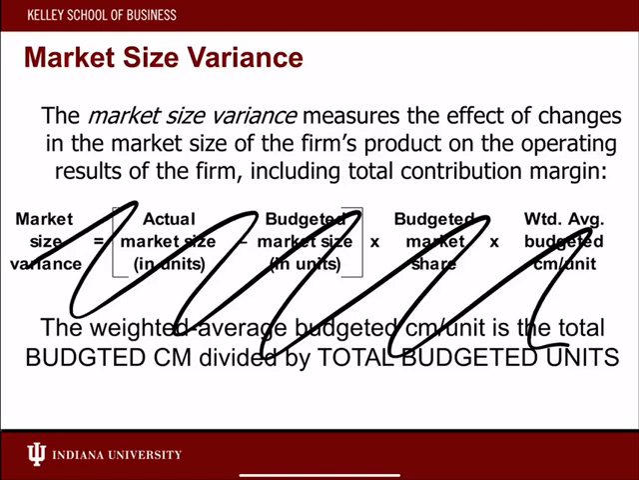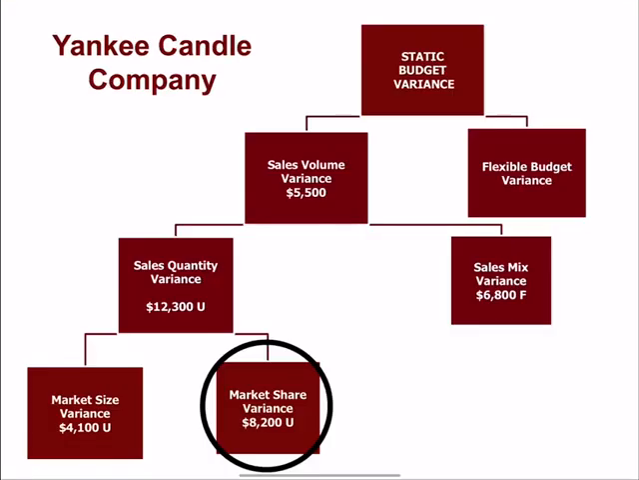If we're Apple and all of a sudden the market for iPads, or not just iPads, but the market for tablets and cell phones, if those go crazy, then we're likely to have a favorable market size variance.